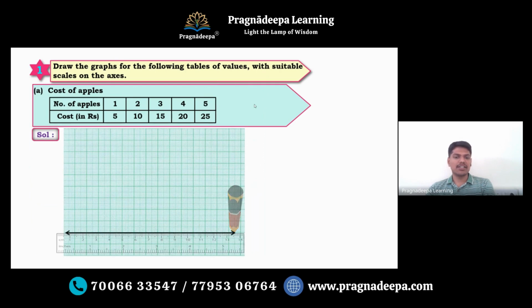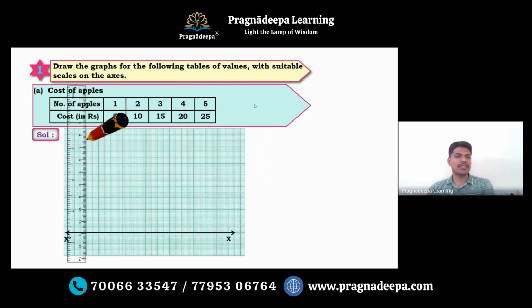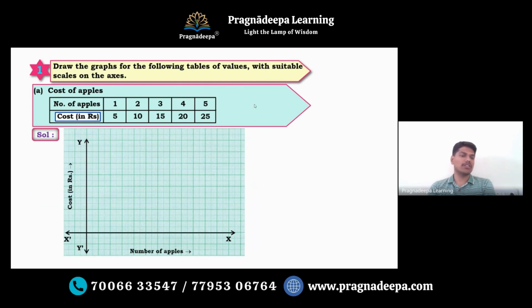As usual, this is the first step. Draw a straight line and name it as x-axis, and draw a line perpendicular to the x-axis and name it as y-axis. This is the first thing. On the x-axis, we will mark the number of apples, and on the y-axis, we will mark the cost in rupees. I can label it as 1, 2, 3, 4, 5, taking 2 units as one scale, and here I can write 5, 10, 15, 25 directly like that. Correct? It is a multiple of 5. It is easy for me to mark.